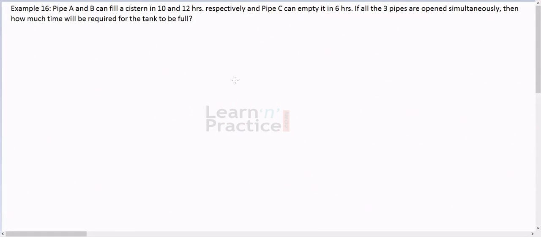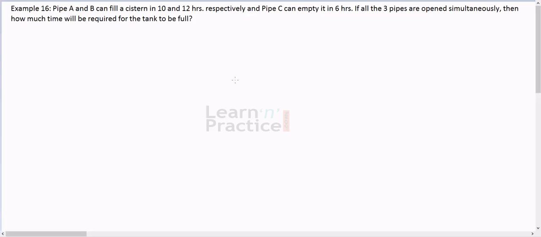Pipe A and B can fill a cistern in 10 and 12 hours respectively, and pipe C can empty it in 6 hours. If all three pipes are opened simultaneously, then how much time will be required for the tank to be full? Okay. So this problem is related with pipe and cistern, but it can be solved with the concepts of time and work.